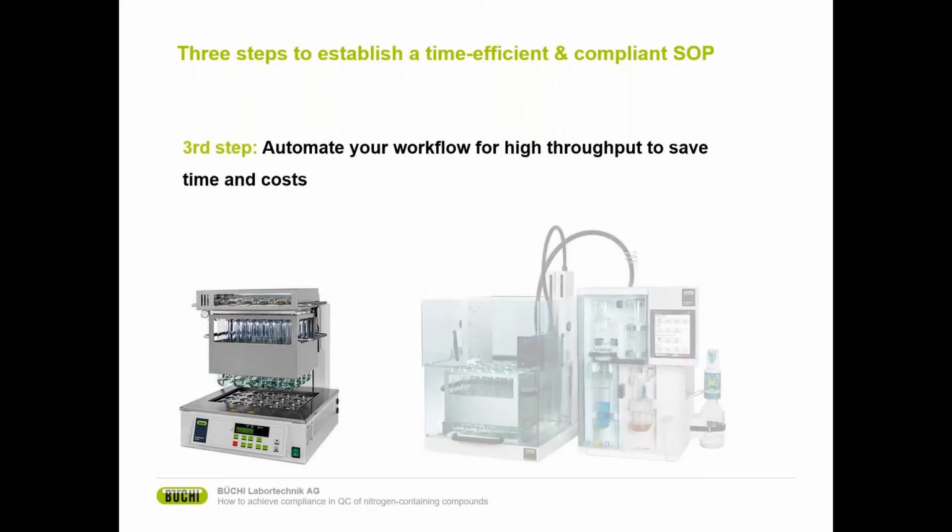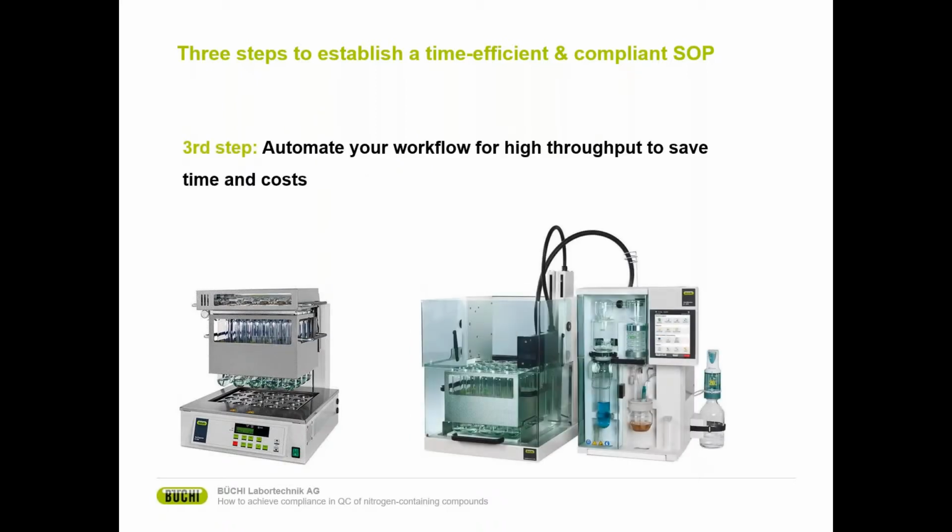And last but not least, there's also a third step, which makes your life and your work much easier. It is about automation of your workflow for high throughput to save time and costs with our auto sampler function. We have 2 auto sampler options available, one with 24 positions and one with 48 positions, so you can measure 48 samples in one single run.